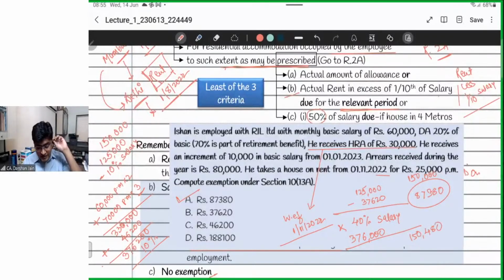Actual HRA received 1,50,000. Rent paid in excess of 10% of salary, 87,380, and 40% of salary would be 1,50,480, whichever is lower. So what is lower? 87,380, which is nothing but my exemption under section 10(13A). So I guess you are getting the answer. Balance amount would become taxable. So yes, Bhumika, you're right. The option is A. Are you getting it, friends?